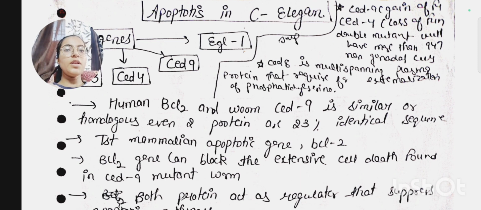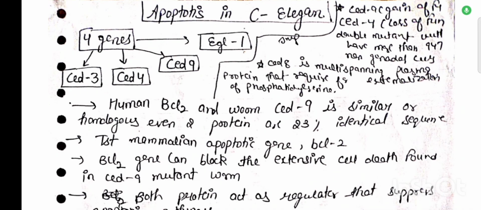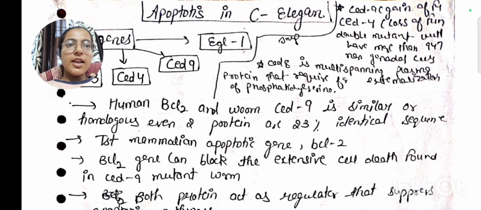Before starting with the genes, I want to give you some basic information. C. elegans is basically a hermaphrodite. Hermaphrodite means it has both sex organs, female and male sex organs. Its life also depends upon temperature. At 16 degrees it can live about 2 to 3 days, at 20 degrees about 3 to 4 days, and at 25 degrees about 4 to 5 days. This is the basic information about C. elegans.